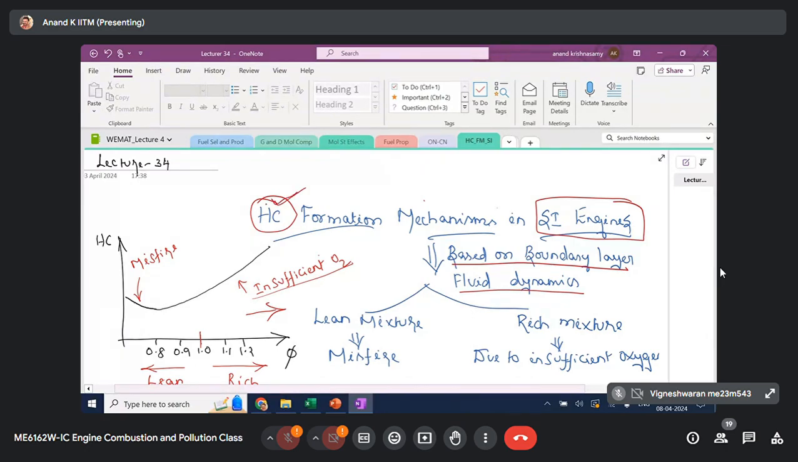The first thing we are going to start with is SI engine. We are going to look at how the unburnt hydrocarbon is formed in a spark ignited engine, what kind of boundary layer dynamics govern the unburnt hydrocarbon formation. This is what we are going to look at. And the other important information that you need to note down here is, when I say unburnt hydrocarbon, it is not one species.